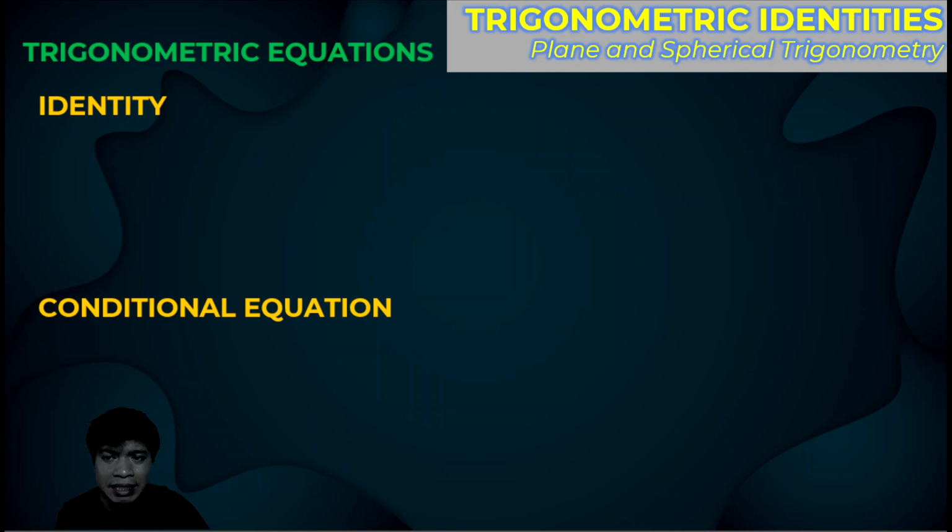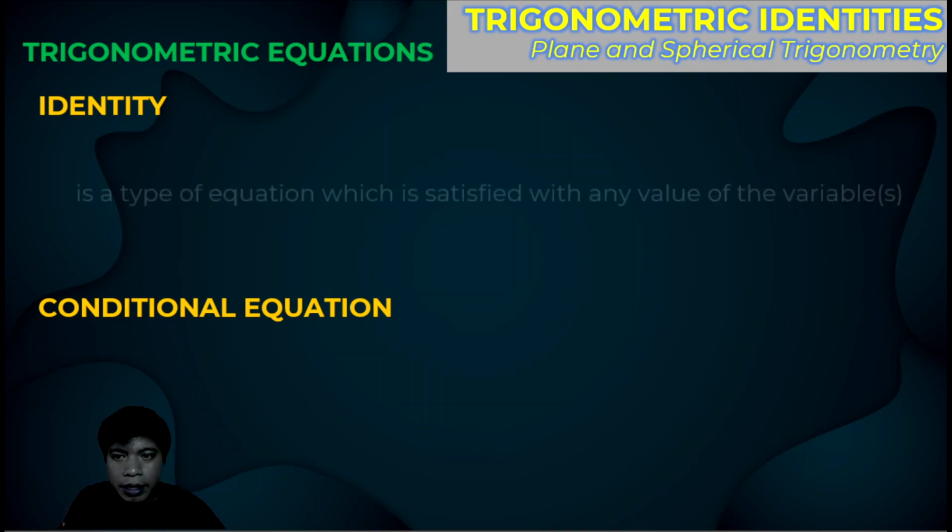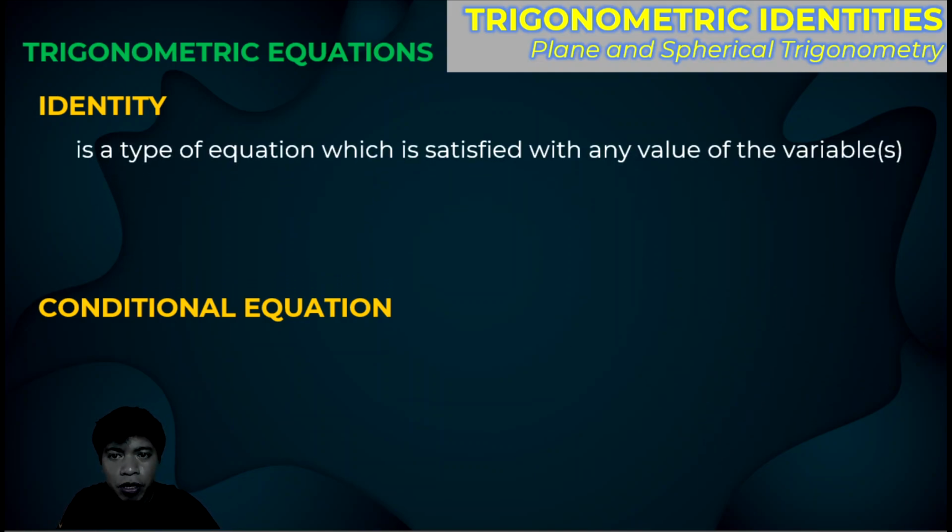So pag sinabi natin guys na identity yung isang trigonometric equation, it means that it is a type of equation which is satisfied with any value of the variable. So, ibig sabihin guys, kahit anong value ng variable ang i-substitute mo sa equation ay kaya niyang masatisfy yung equation na yon. Example, itong equation na to guys, cosecant theta is equals to 1 over sin theta.